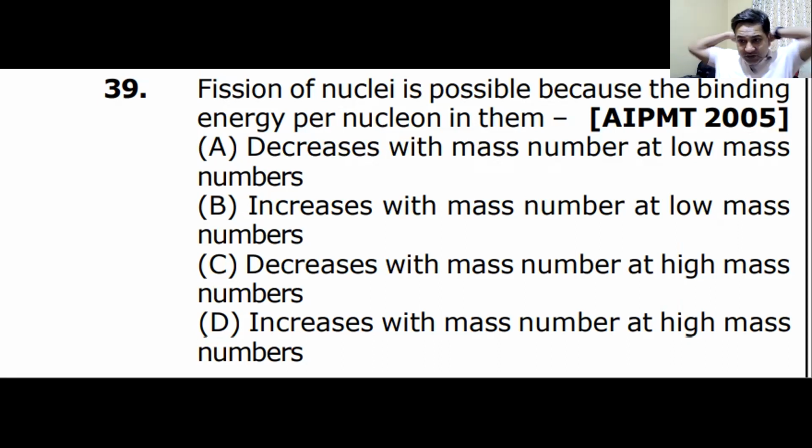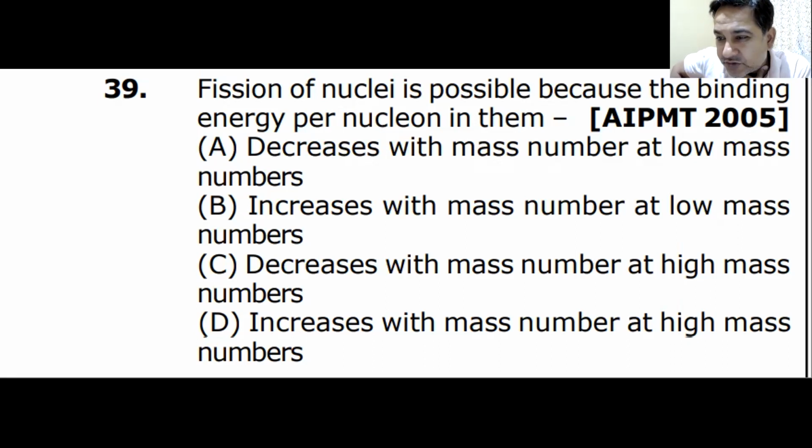Fission of nuclei is possible because the binding energy per nucleon decreases with mass number at low mass numbers, increases with mass number at low mass numbers, decreases with mass number at high mass numbers, increases with mass number at high mass numbers. This is how they confuse you. But don't get confused. You have the answer. Fission we are talking about, not fusion.